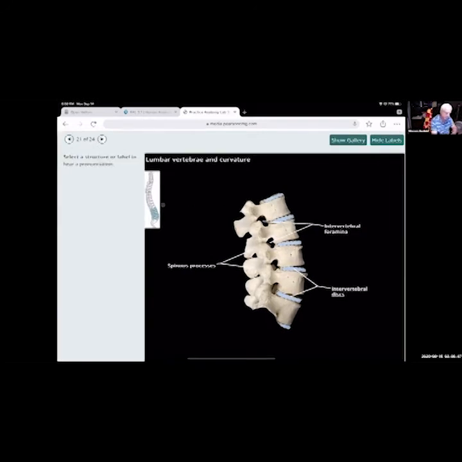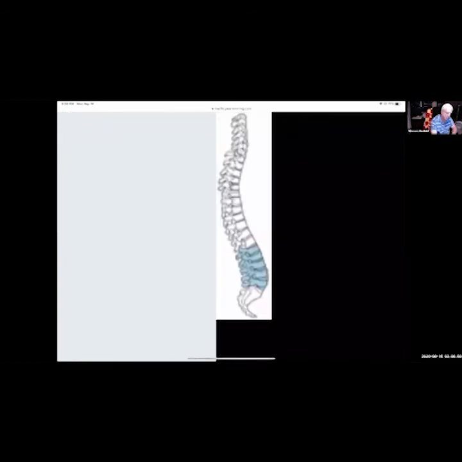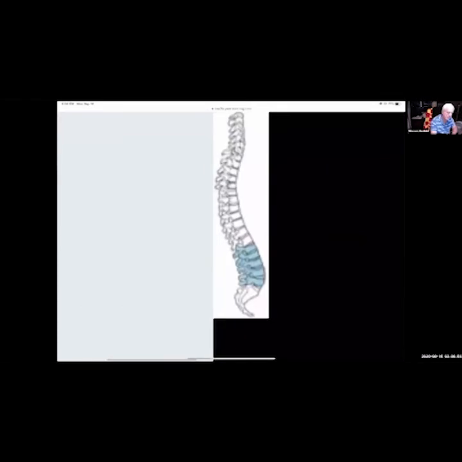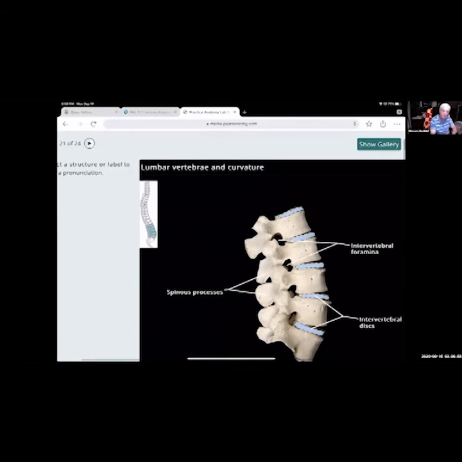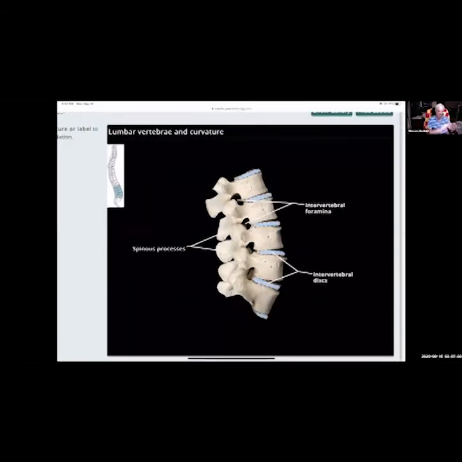You see the cervical curve, the thoracic curve, and your lumbar curve, and your sacral curve. Those curves allow you to balance and to walk. Okay, it allows your muscles to be able to control your movements. Again, so your intervertebral discs, your intervertebral foramen, and your spinous processes.